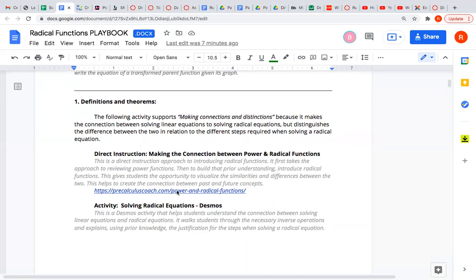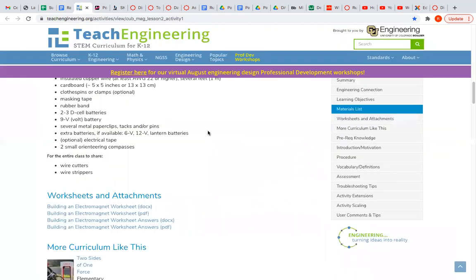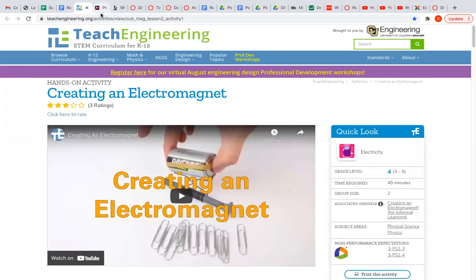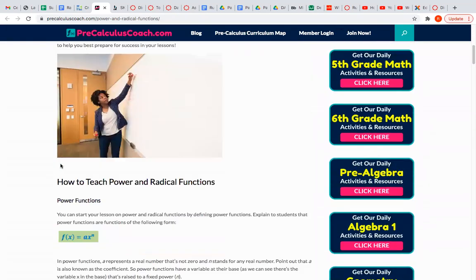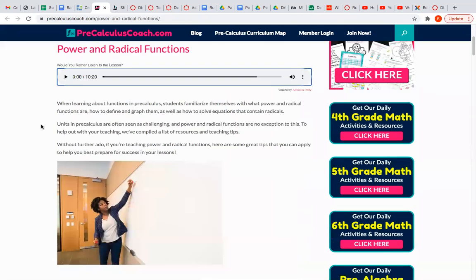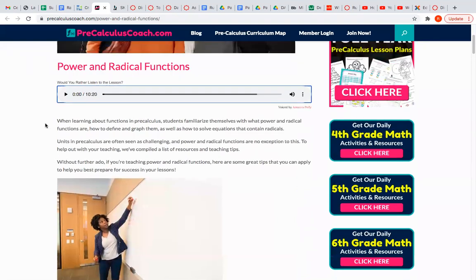And this is a very good site found by my group mate, Precalculus, Power and Radical Functions. So it connects and bridges from power to radical functions. The good thing is it's an actual video along with visuals, so it can model what to teach. If you're a new teacher, it can show you what to do, how to do it. You can even play it. It's only 10 minutes.